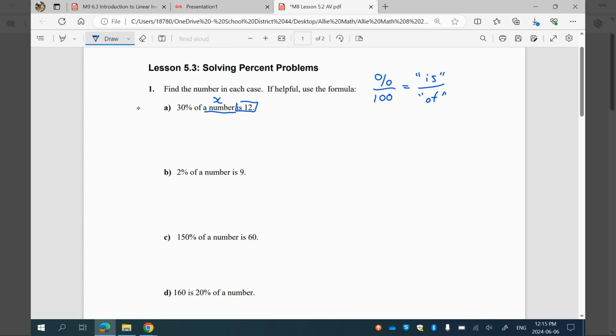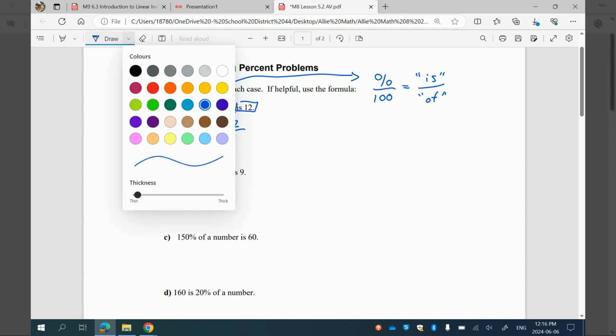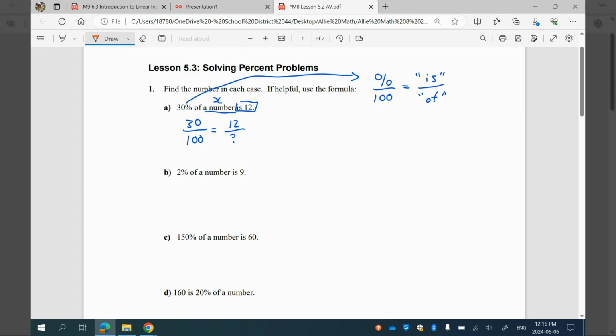So we put our 30%, the percent over 100, so I'm just putting this information over here. And that equals, it's saying is 12, out of we don't know. So of a number, this is our mystery. I could put an x, or you could think about it as a question mark. So that's what we're trying to find. And now we can do this thing called cross multiply and divide.